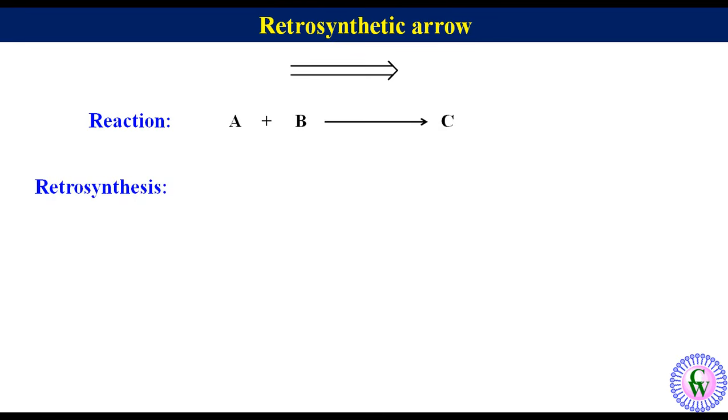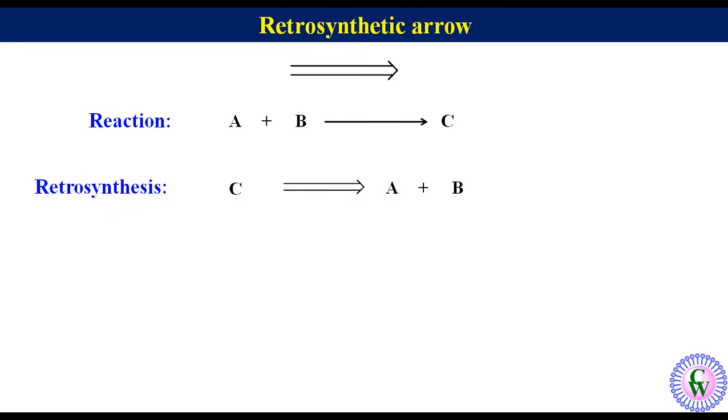Let's first talk about retrosynthetic arrow. This is an open-ended arrow. The general meaning of this arrow is "can be made from." Let's have a hypothetical reaction in which A reacts with B to produce product C. The retrosynthesis of this reaction can be represented as C retrosynthetic arrow A plus B. This means C can be made from A and B.